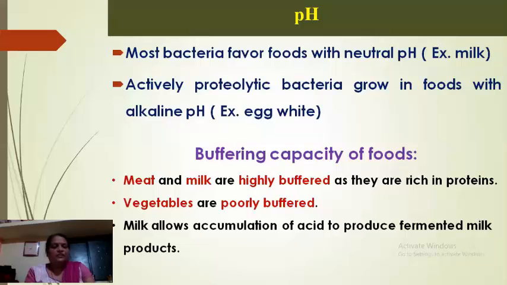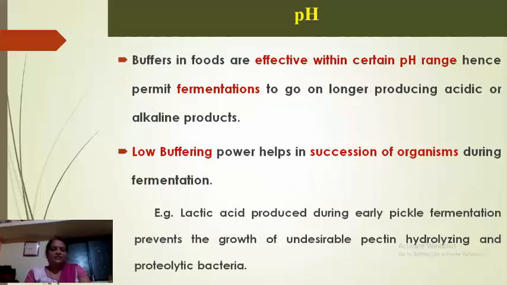Milk allows accumulation of acid to produce fermented milk products. Buffers in the food are effective within a certain pH range. And beyond that pH range, they are not very effective. And because of this, they permit the fermentations to go on for a longer duration and they produce acidic or alkaline products. Low buffering power helps in succession of organisms during fermentation.